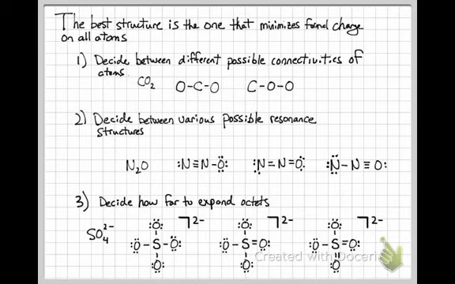So back up to example number 1 on deciding between different possible connectivities. If we complete the Lewis structures as shown, we calculate the formal charge. Oxygen has 6 valence electrons, and the first oxygen up here has 4 electrons in lone pairs and 2 electrons in bonding pairs. So that's 6 minus 4 minus 2, so 0 formal charge. And we find that the carbon also has 0 formal charge and the oxygen 0 formal charge. And I encourage you to go through that calculation to show for yourself.